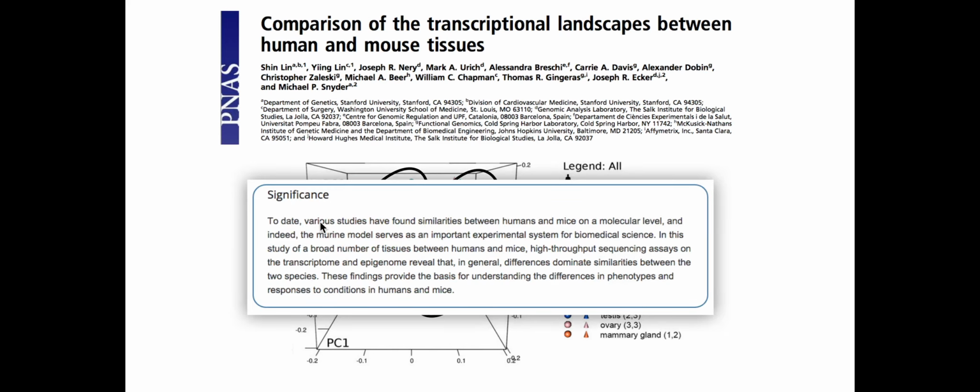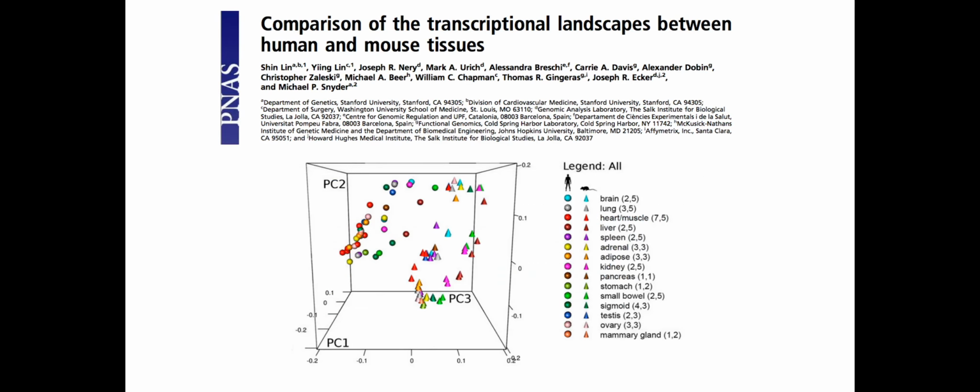And they say that to date, various studies have found similarities between human and mice at the molecular level. Indeed, mice are a big model for humans. And they highlight that in general, differences dominate similarities between the two species. These findings provide the basis for understanding differences in phenotypes and responses to conditions in humans and mice. Basically, what they're saying is, wow, isn't it surprising that human and mice cluster so differently?